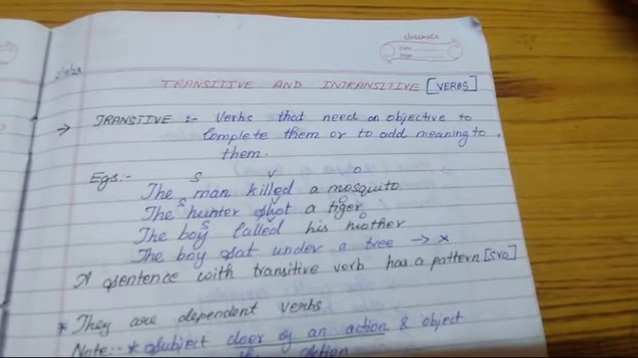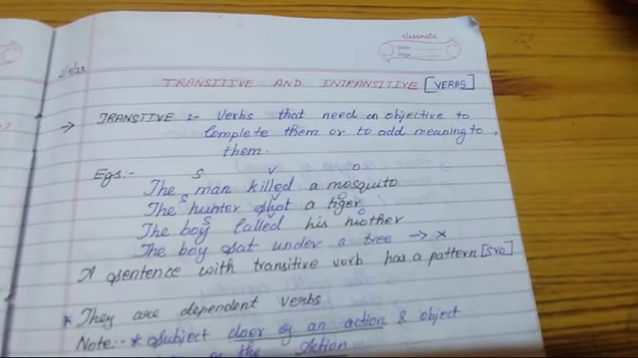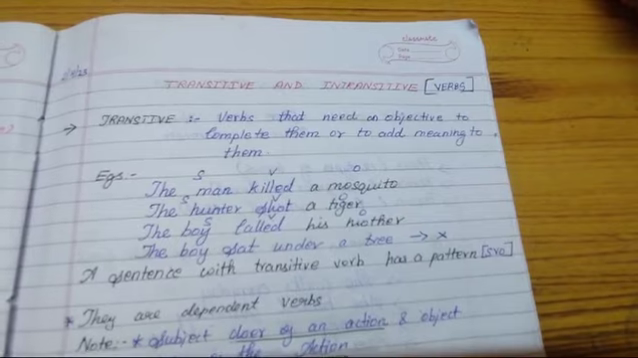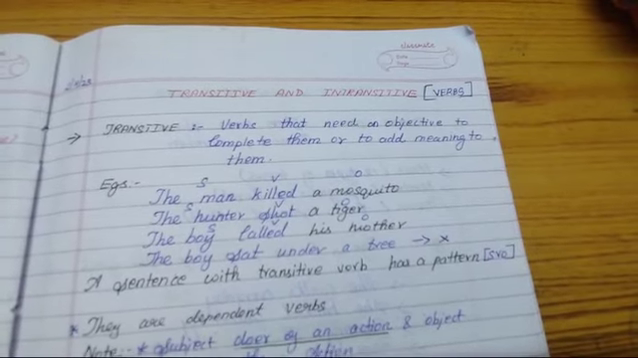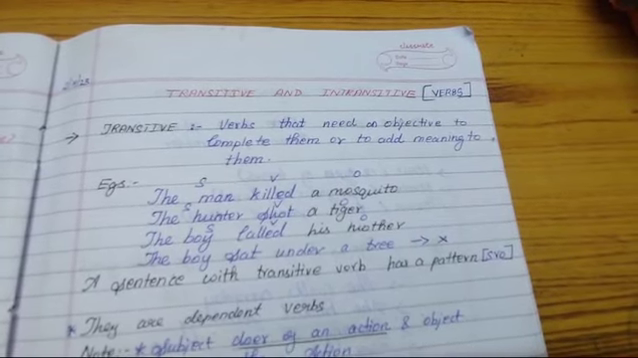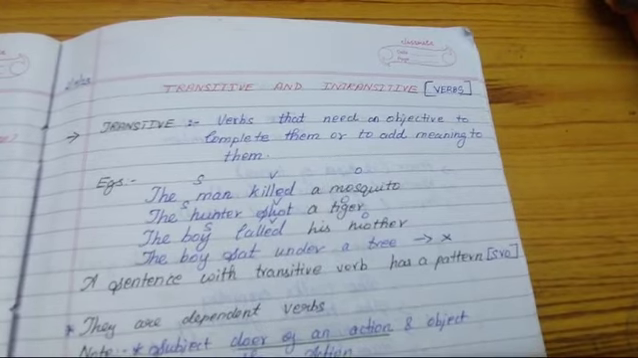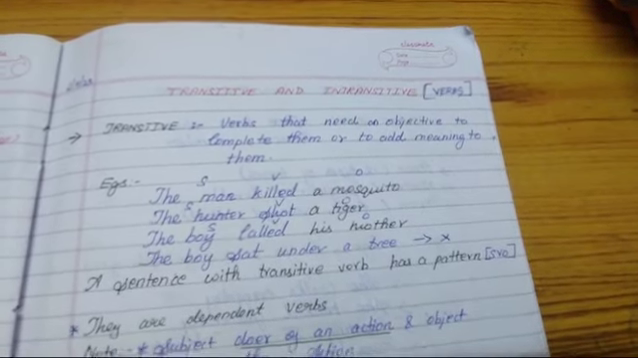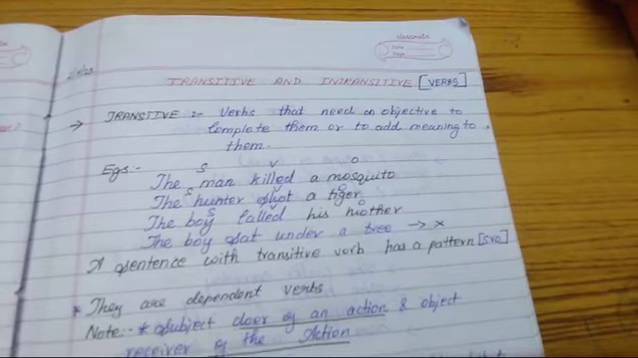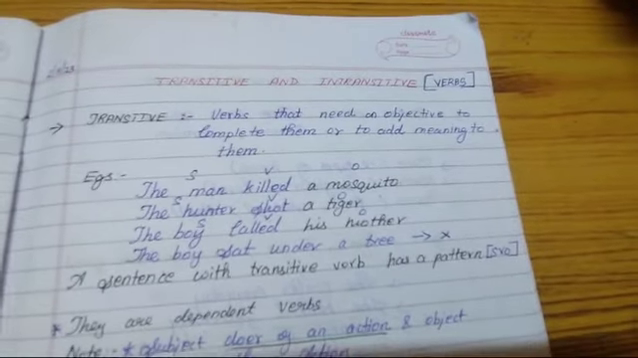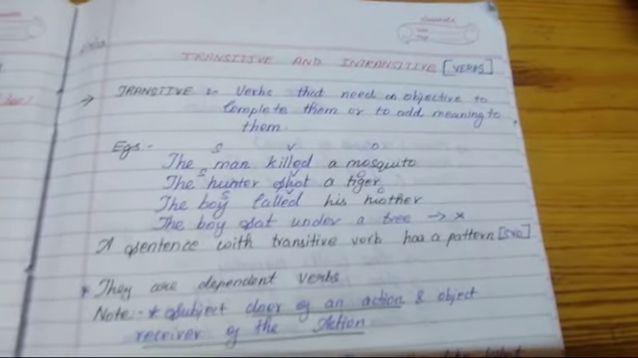Tenses means there are totally 12 types of tenses in English grammar, like present tense, past tense, future tense, past continuous tense, present continuous tense, future continuous tense. Like that, we have totally 12 types of tenses in English grammar. Okay, so this is about verbs.